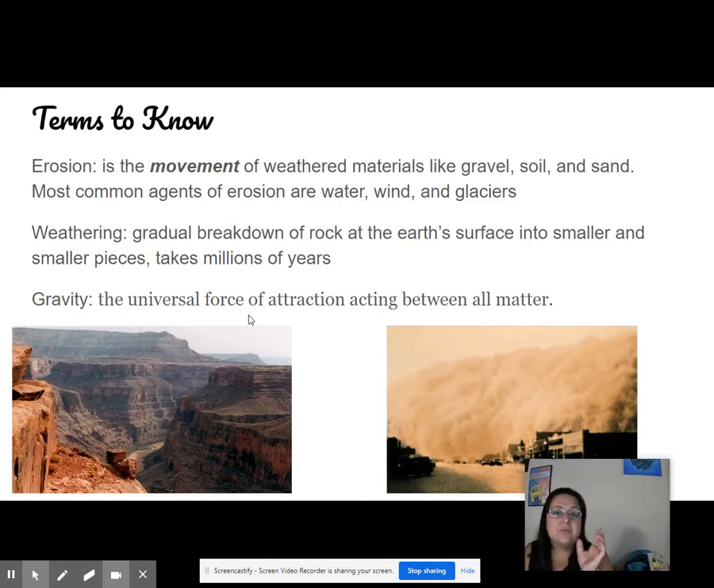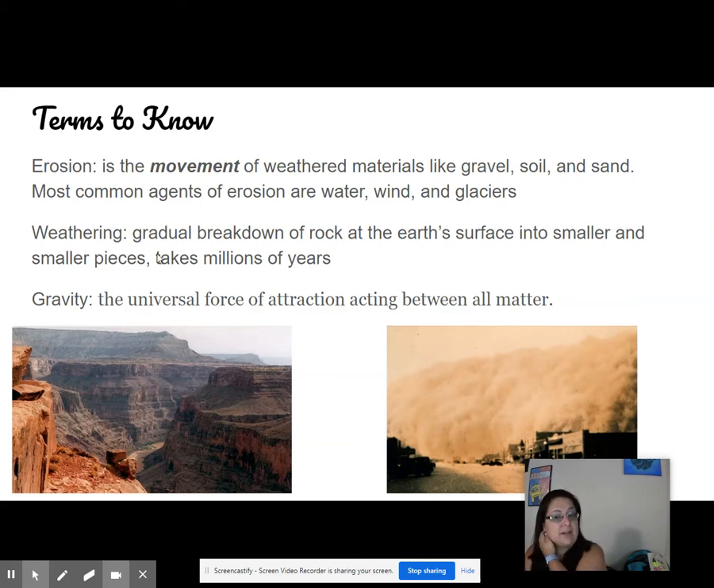So erosion is the movement of weathered materials like gravel, soil, and sand. Most agents of erosion are going to be water, wind, and glaciers. Let's talk about this picture first. If you have this windstorm that is coming, it's going to start damaging some of the other layer, and it's going to pick up gravel, and then even that gravel is going to be hitting on some of these other buildings that we see in this picture.